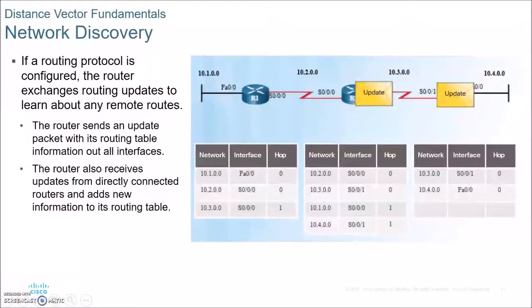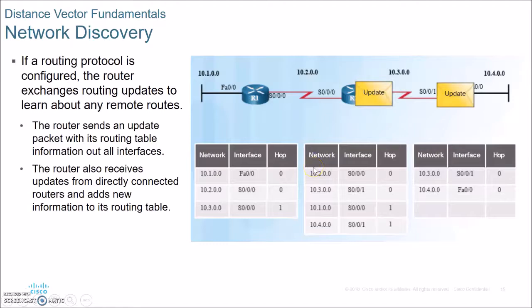Next, let's look at how the three routers learn about the remote networks. They learn through exchanging routing updates. For first, let's say R1. R1 will send a routing update to R2. In the routing update, it will contain the two directly connected networks, 10.1 and 10.2. R2 will check, is 10.1 in my routing table initially?